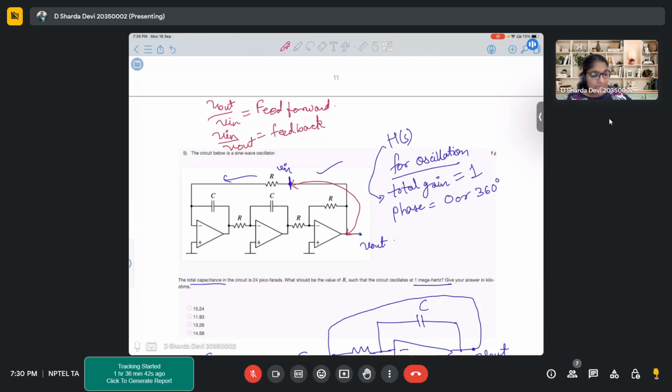And when I say your gain should be 1 and total phase should be 360, I am talking about considering both. So that means V out by V in into V in by V out should be 1. And that frequency omega for which you will get this gain as 1, that omega is your oscillation frequency.